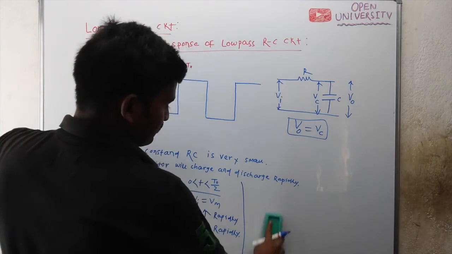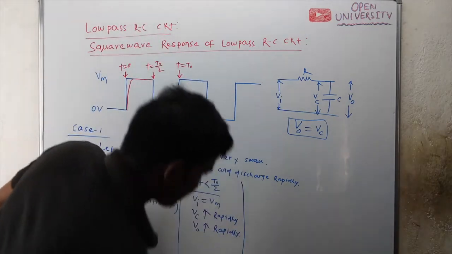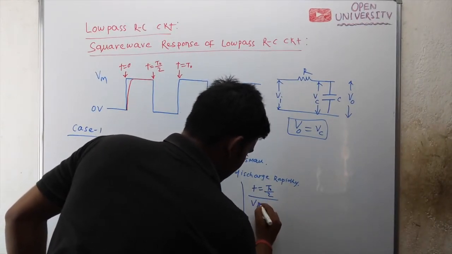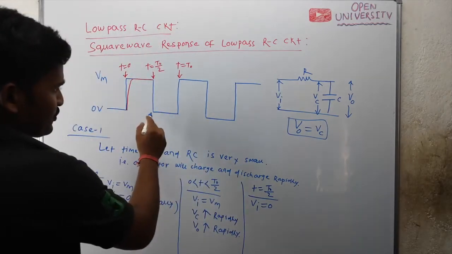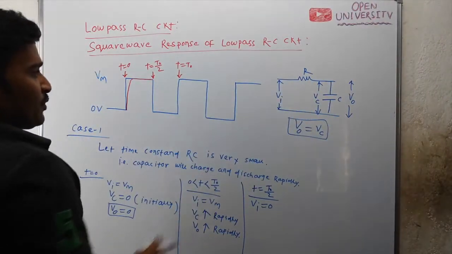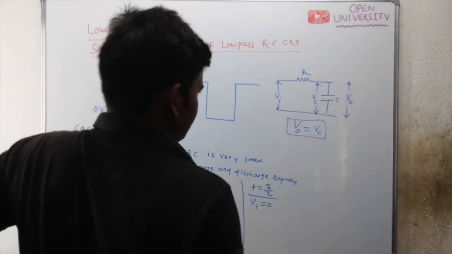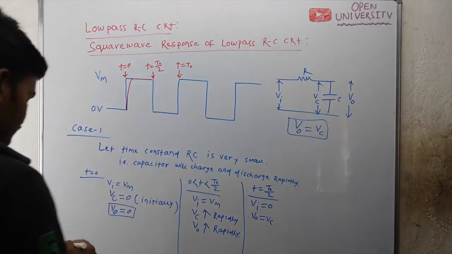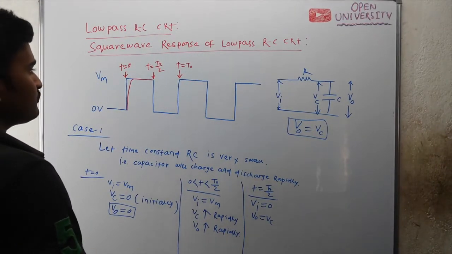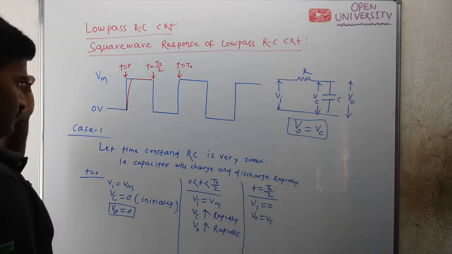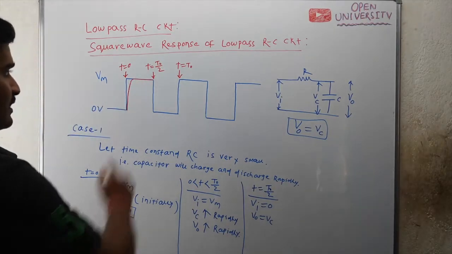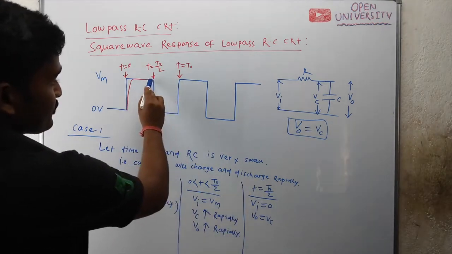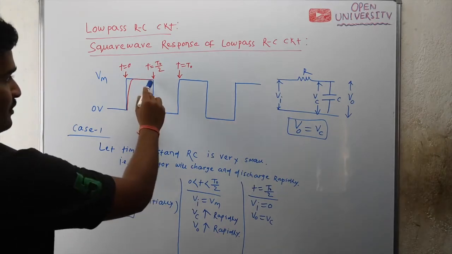When t equal to t naught by 2, what is happening? Input voltage is 0. So if input voltage is 0, what is the output voltage? Output voltage is nothing but V naught equal to Vc. At this instant, t equal to t naught by 2, output voltage is V naught equal to Vc. This is your voltage across capacitor or output voltage.